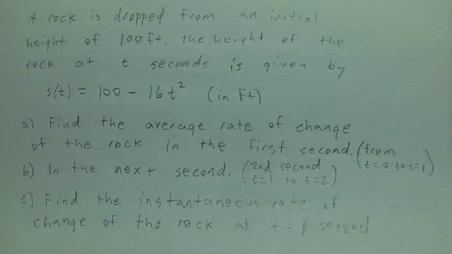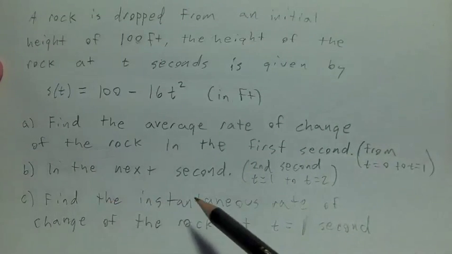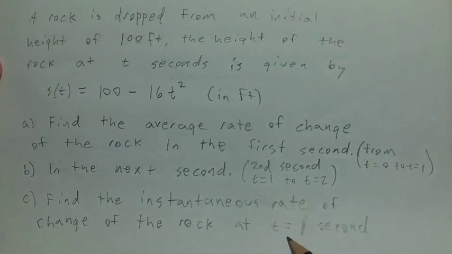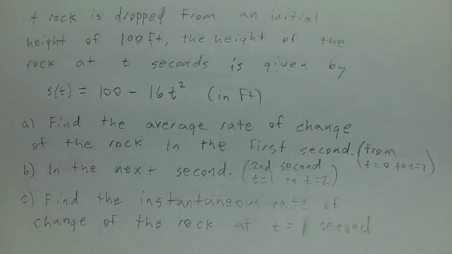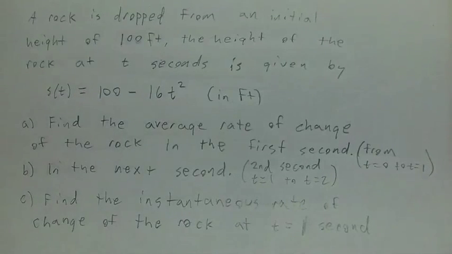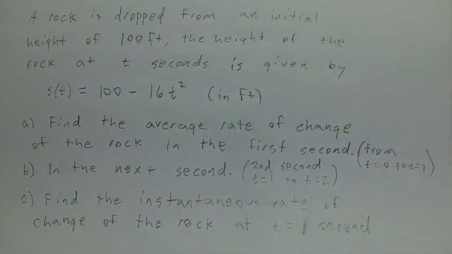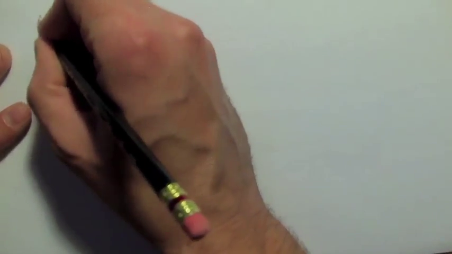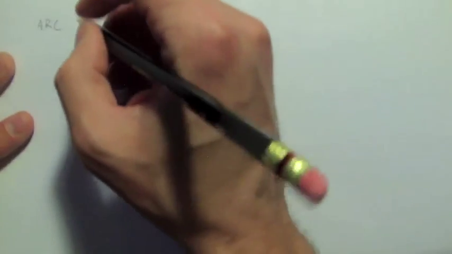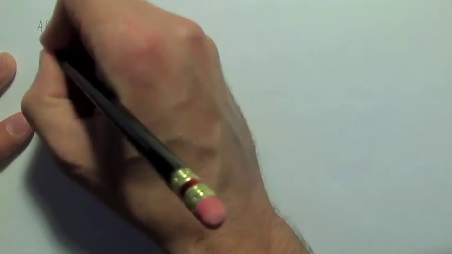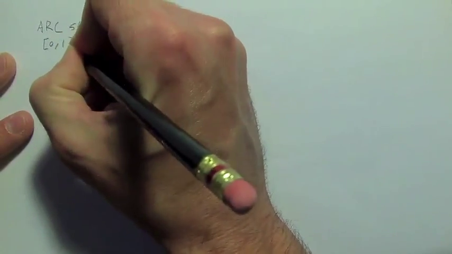I wrote it this way intentionally, because often that's how the book will write things. And then find the instantaneous rate of change of the rock at t equals 1 second. Okay, so let's start here at part A. We're going to find the average rate of change of the rock in the first second. So we'll look at the average rate of change of s of t from 0 to 1.